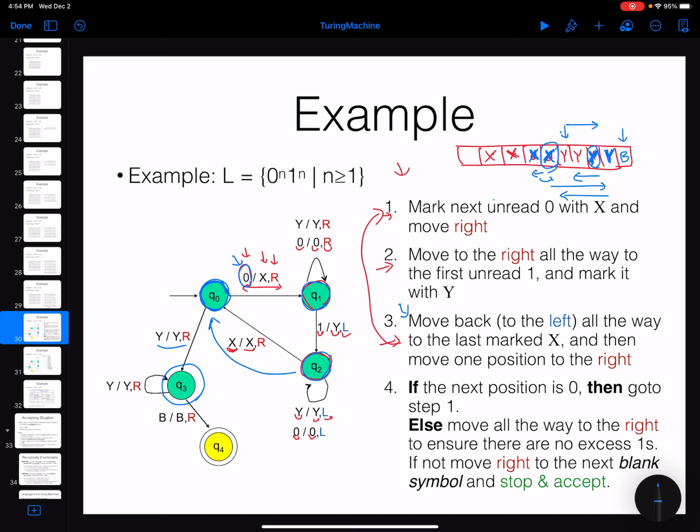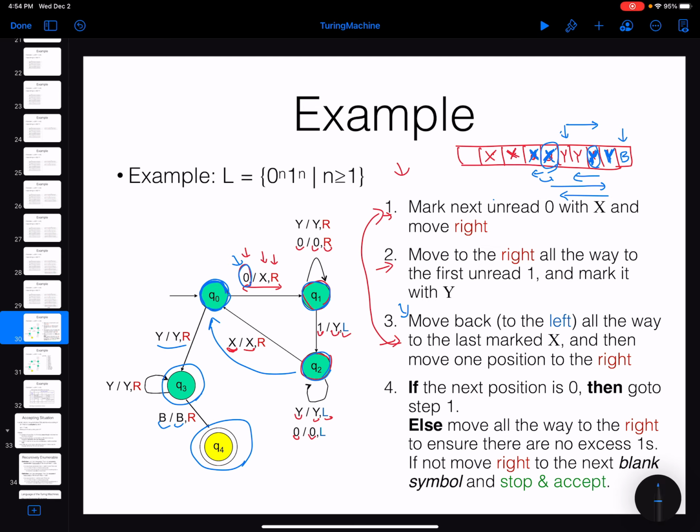All the ones have been replaced with a y. If there is a blank, it tells you that you have replaced all the ones, and all of them have actually corresponded to a 0. And then after that, you move to an accepting state. And yes, you accept the string.